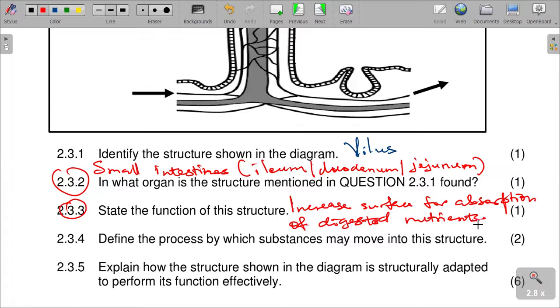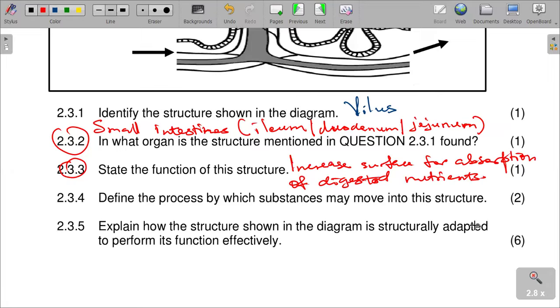And then define the process by which substances may move into the structure. Okay, 2.2. Define the process by which substance may move into this structure. We are just supposed to define what? Diffusion. The process is diffusion, class.